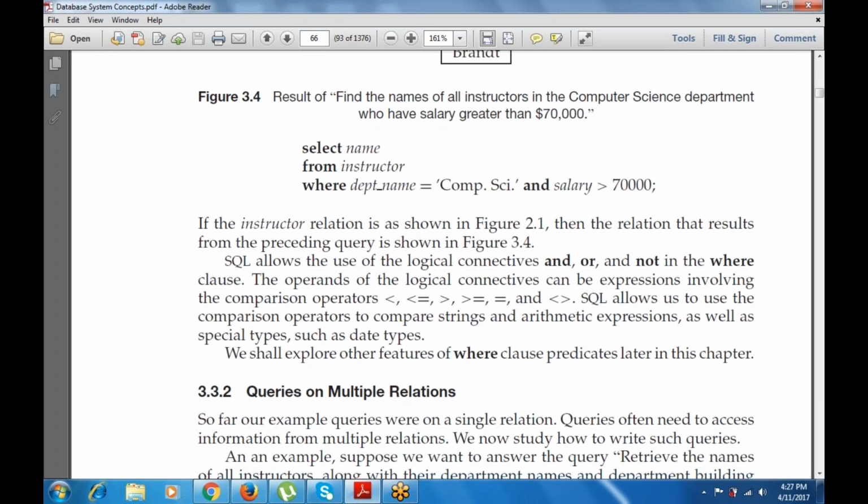Till now we have discussed queries on a single relation. Next are queries on multiple relations. That means we have to join two relations, queries on more than one relation. So far our example queries have been on a single relation, but there is a need for queries to run on multiple relations. We now study how to write such queries.